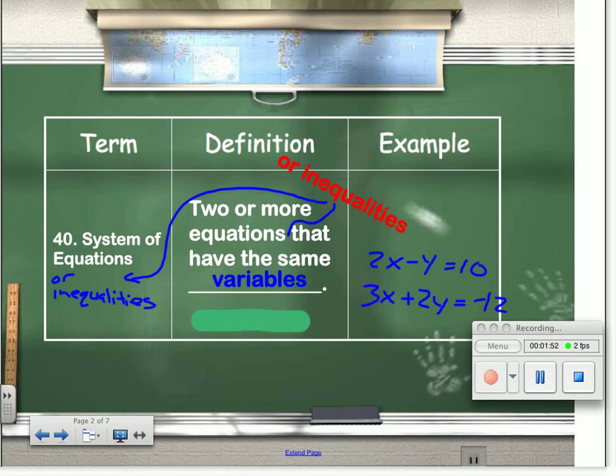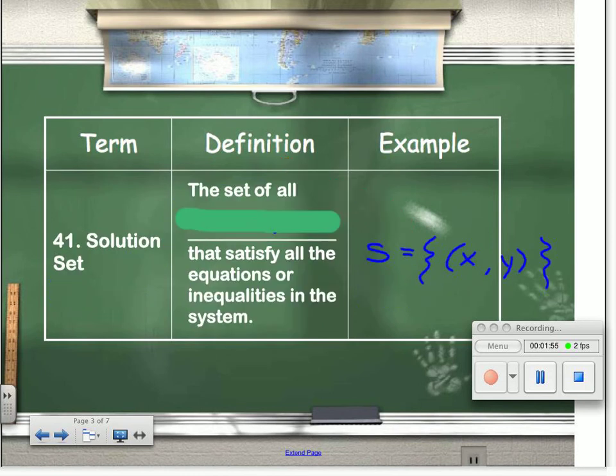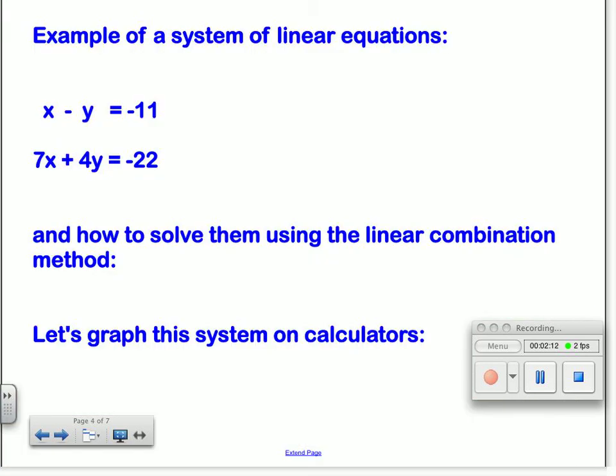Okay, so that's the definition of a system. And then the solution set is going to be the set of all ordered pairs, all values of x and y, that satisfy the equations or inequalities in the system. So we'll hopefully find some points there and show you what we're talking about here. Okay, here's an example of a system of linear equations. They're linear because both variables, you have an x and y in both equations here. This is a system of linear equations because we have equal signs. And they're linear because both x and the y are to the first power. We don't have any squares or cubes or any fractional powers up here.